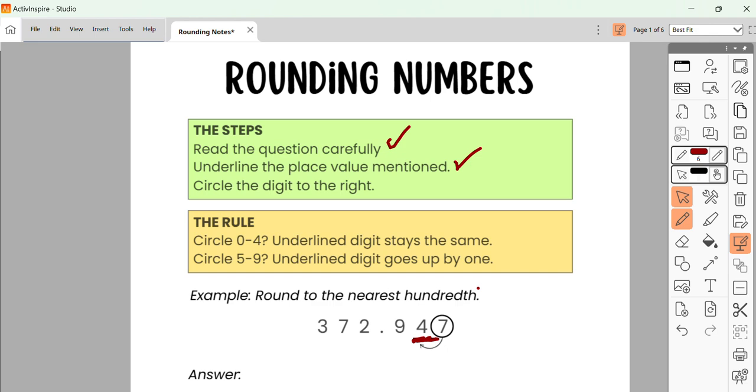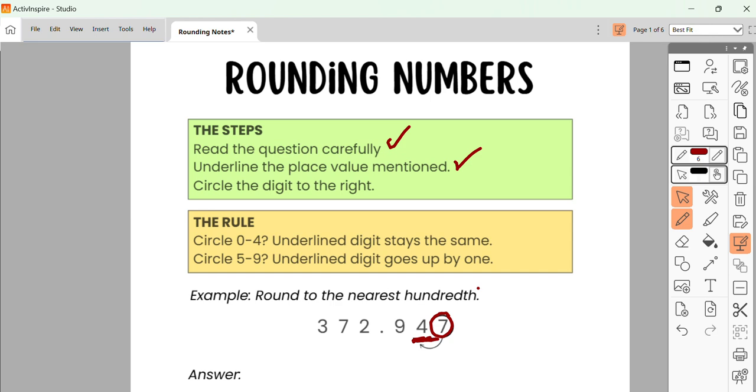Now it says circle the digit. That just means a single number to the right of what you underlined. So I'm going to circle the 7. Now, this is what we do to prepare for rounding to the nearest hundredth. We're making a longer number shorter. But let's talk about the rules. If you circled a 0, 1, 2, 3, or 4, the underlined digit is going to stay the same. If you circled a 5, 6, 7, 8, or 9, the underlined digit is going to go up by 1.